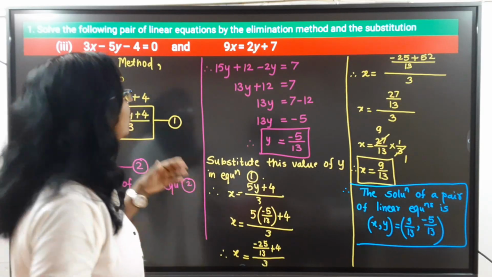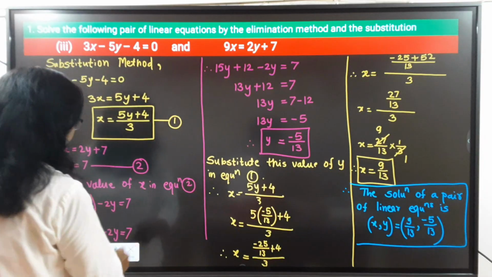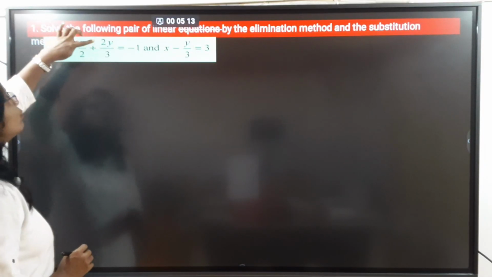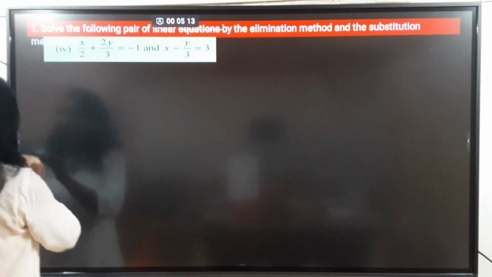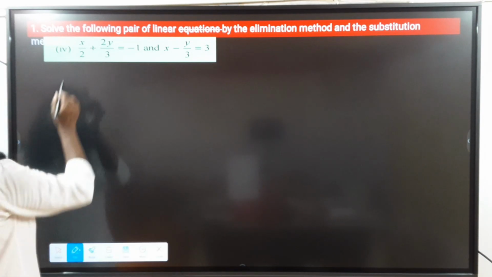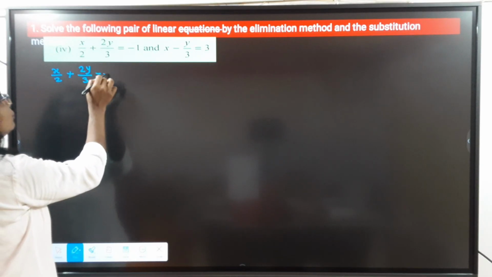Okay students, next example, see the next example here. The next example is x upon 2 plus 2y upon 3 is equal to minus 1 and x minus y upon 3 is equal to 3. So now here students, I'll first write down the given equation as it is. So first equation: x upon 2 plus 2y upon 3 is equal to minus 1.